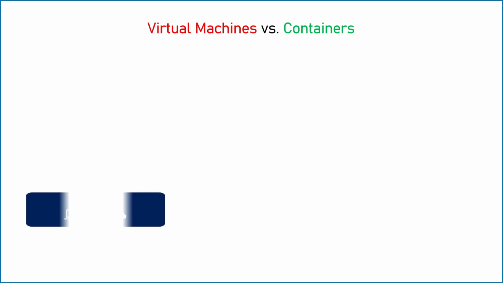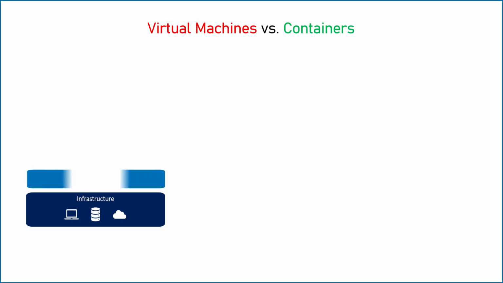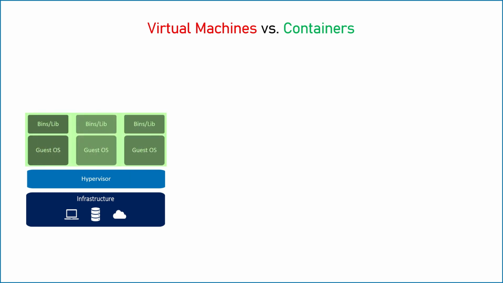When we talk about virtual machines, first we have an underlying infrastructure. On top of that, we install software called a hypervisor, and on top of the hypervisor, we create different guest operating systems, also called virtual machines. Once we have the virtual machine, we install the different applications on it. Each virtual machine acts as an independent machine because we have to install a dedicated operating system in each and every virtual machine.